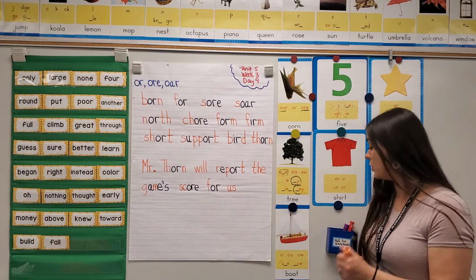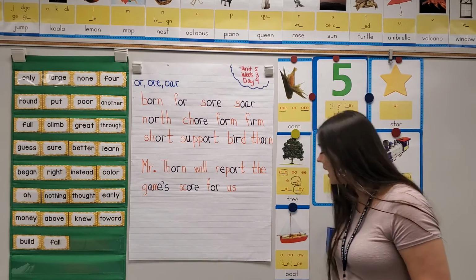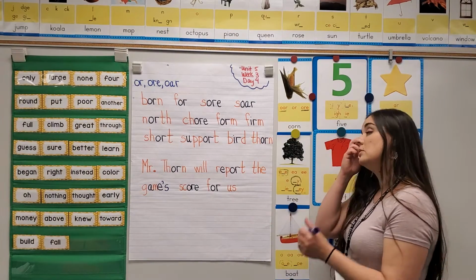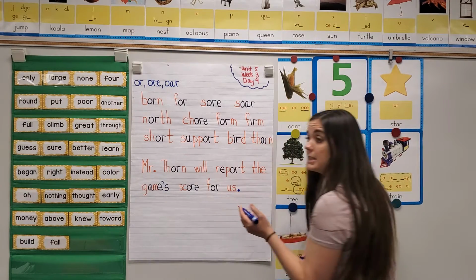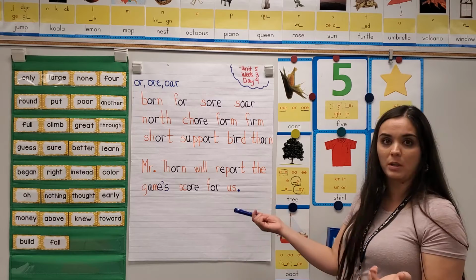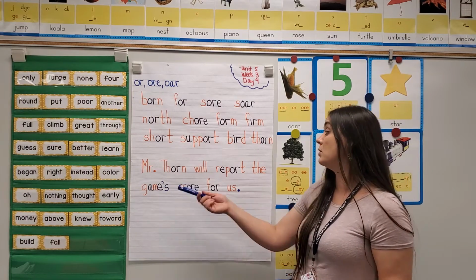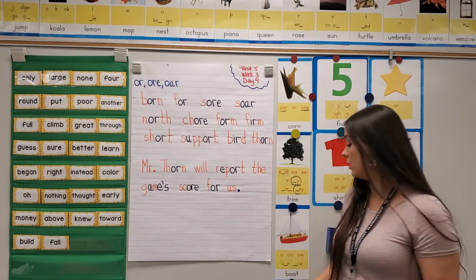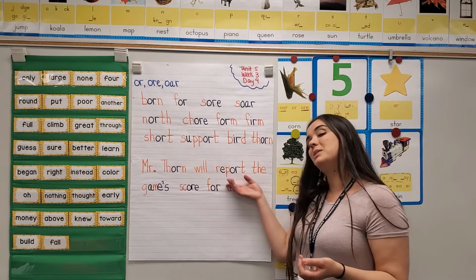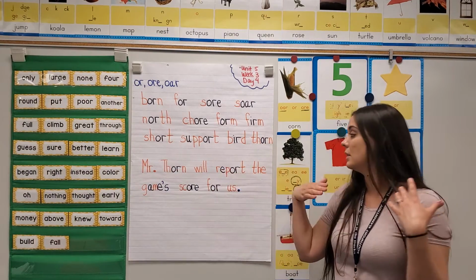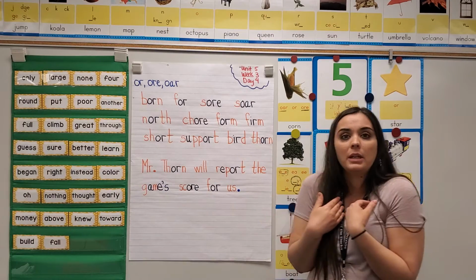Thank you. All right, so of course we need punctuation. And this sentence would just get a regular period. It's telling something. It's telling us what Mr. Thorn is going to do. He's going to report the score for us. We weren't able to watch the game, but Mr. Thorn is going to tell us, he's going to report the score of the game so that we know now.